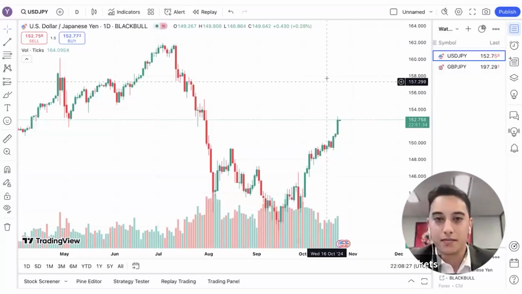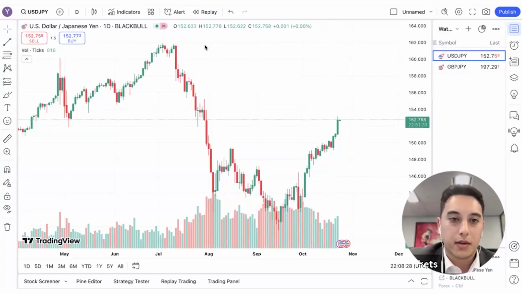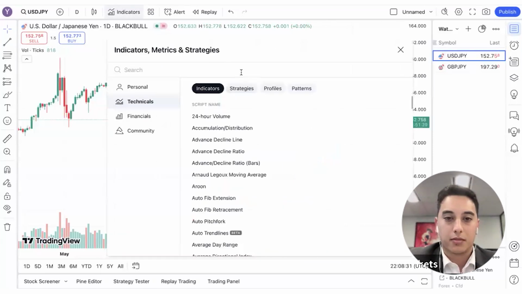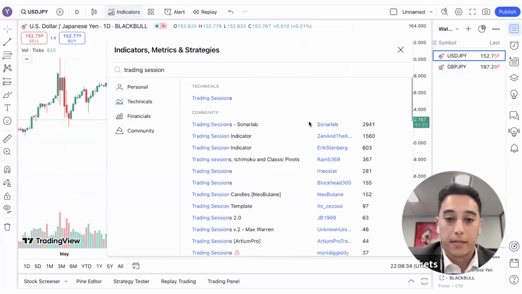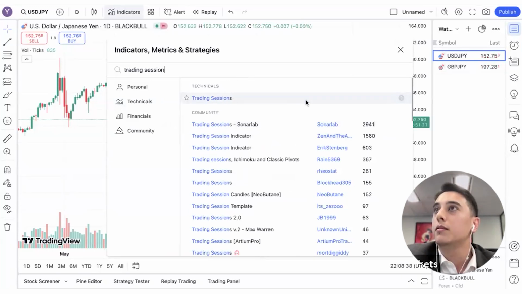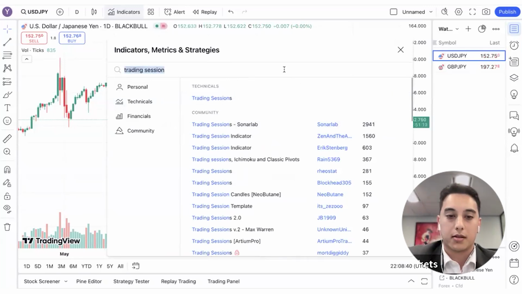So I'll bring open a TradingView chart. I'm speeding through everything. It's already been 8 minutes. Okay, great. You can see a TradingView chart here. So the indicator we're going to add is going to be called trading sessions. This is the only indicator that I use when I'm trading. It's actually called market sessions.